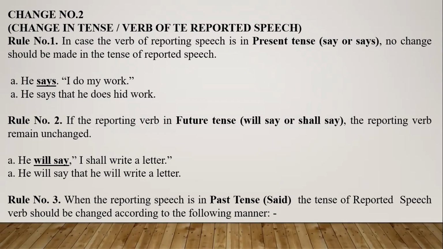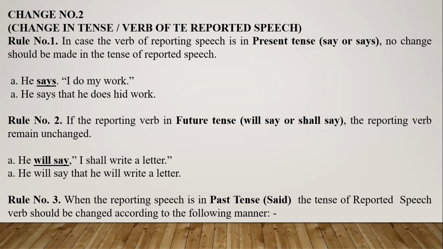That's his work. Rule number two: if the reporting verb is in future tense, will say or shall say, the reporting verb remains unchanged. So you can see if reporting speech starts with future, and reported speech is also in future tense, we cannot make any changes, right? So he will say, we replace the comma with that. First person I will be replaced by the subject, that is he, and shall obviously will remain the same. So I have written will. We cannot change any tense over here. We cannot change will into would because of will say.